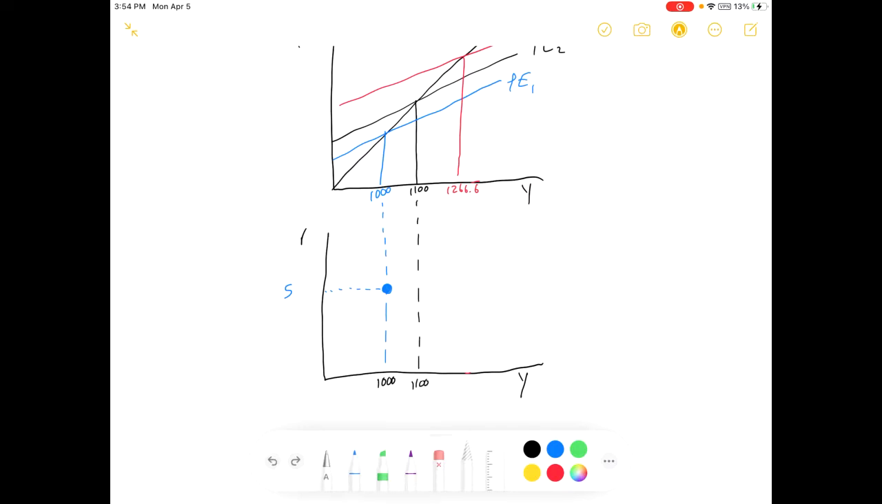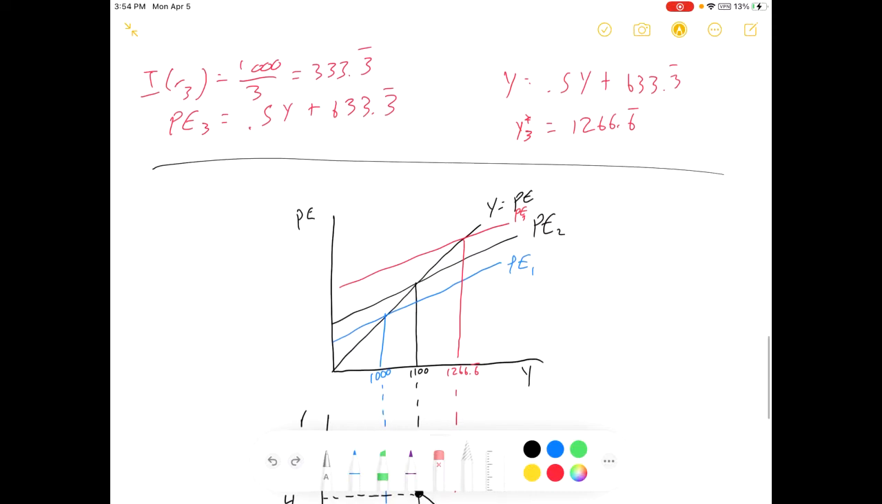Then I go to the next point, 1,100. And that was linked to a 4% interest rate. And so there we are. And the next one, 1266, linked to a 3% interest rate. And there we go. Link these things together, and you've got an investment savings curve.